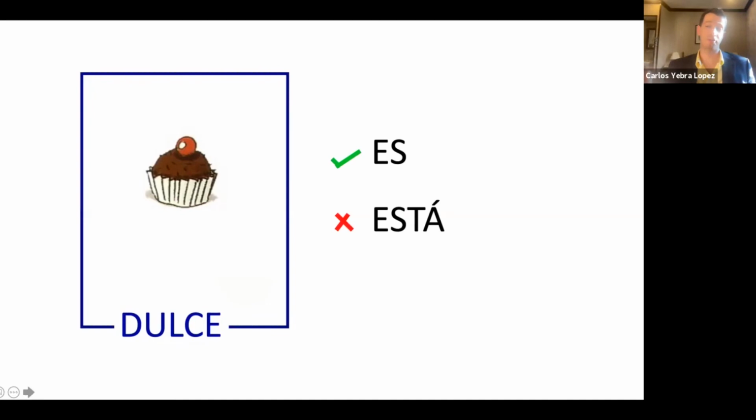So in general, for flavors, we're going to use es. We understand that that particular flavor is intrinsic to a given food. For instance, we would say that chocolate, chocolate, es dulce. Why? Because chocolate is intrinsically sweet. Whereas if you're talking about a soup, for instance, whose flavor can change relatively easily, then you will be inclined to use estar because the flavor of that particular food is transient.